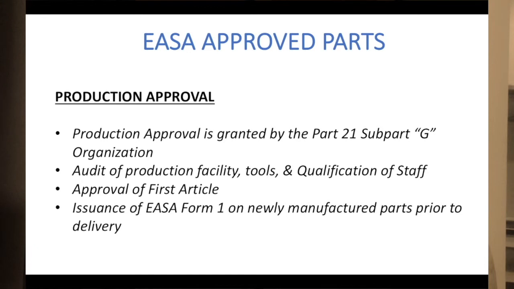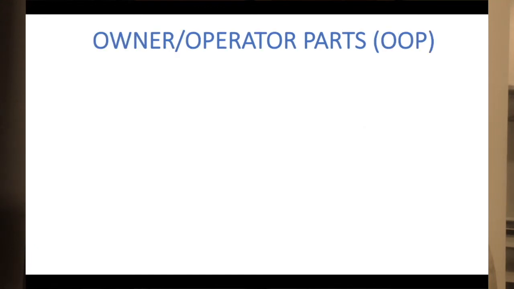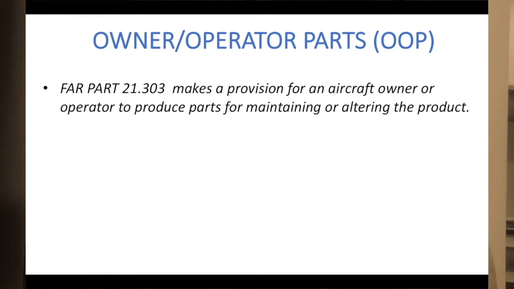Okay, lastly, we're going to talk about owner-operator parts, or OOP, covered under the FAA FAR Part 21.303. It's a provision for an aircraft owner or operator to be able to produce parts for their own maintenance or for the purpose of altering the product. When they say product, they're referring to any part of the aircraft, whether that be seats, galleys, lavatories, engine parts, or any structural parts of the aircraft.